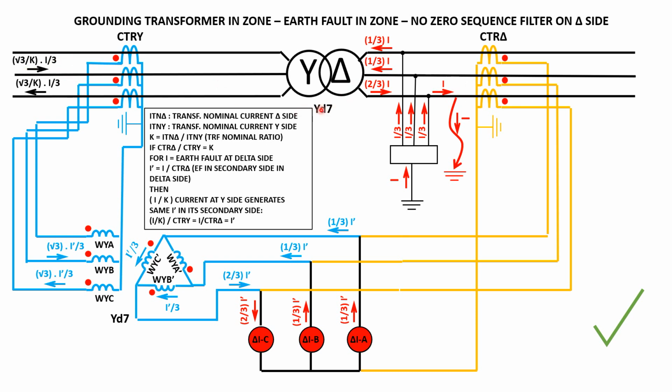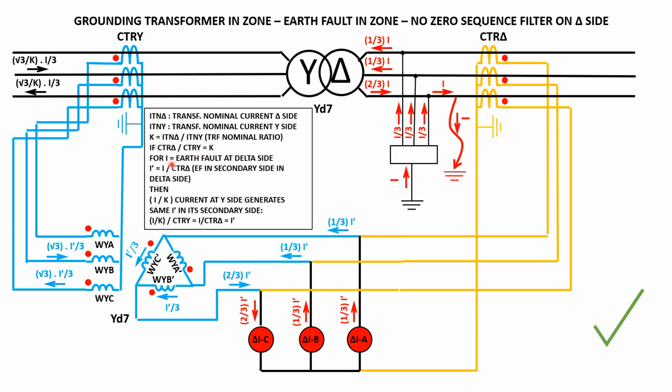And the same transformer vector group that was explained over there, in and out this current. But remember, before what is going to the secondary, there is an assumption to make it simpler, which in reality is how it works: the CT ratio of the delta side divided by the CT ratio of the Y side is equal to the transformer ratio.